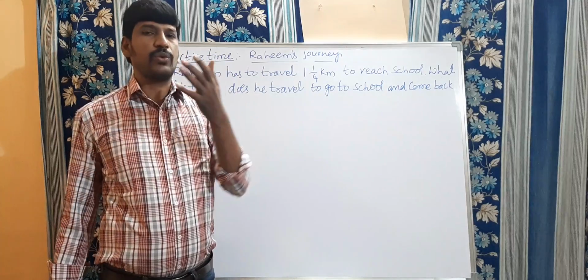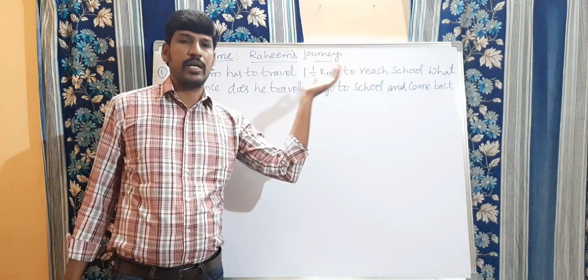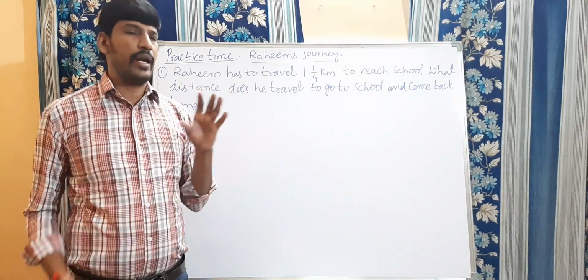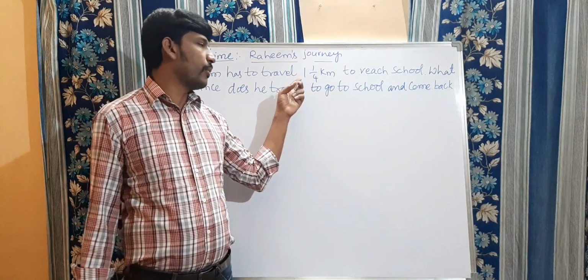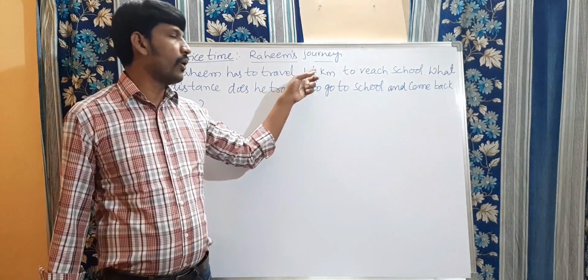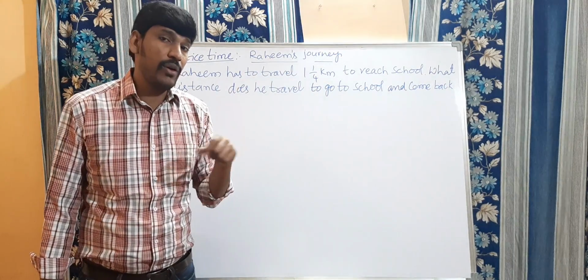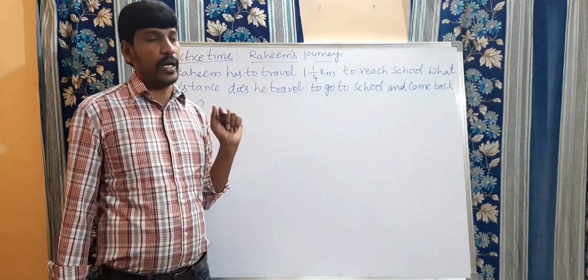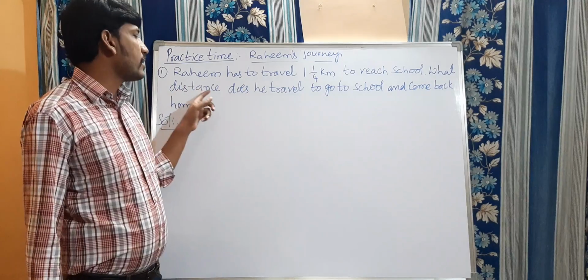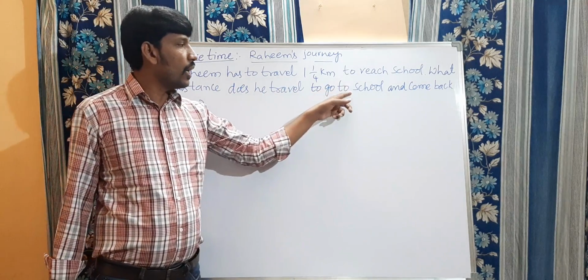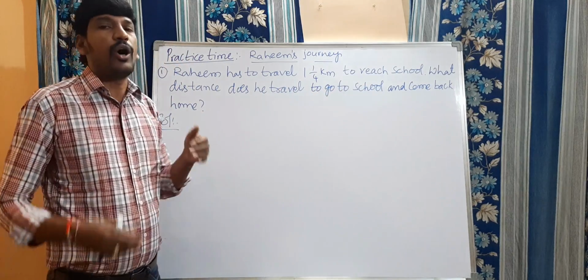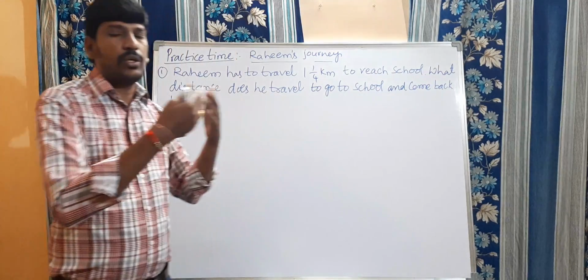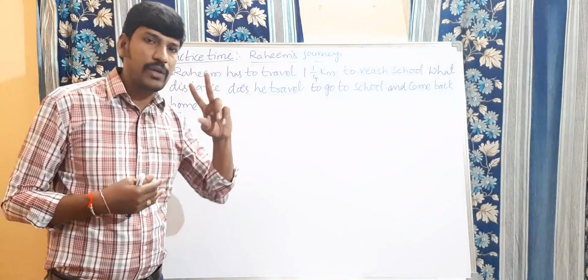Most of your friends also come from outside, from long distances. One of them, Rahim, travels from his home to school 1 1/4 kilometer. So the distance between Rahim's house and school is 1 1/4 kilometer. Now, what distance does he travel to go to school and come back home? That means how many times will he travel?